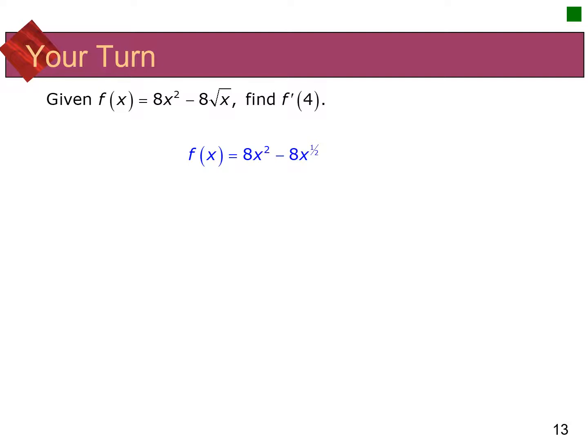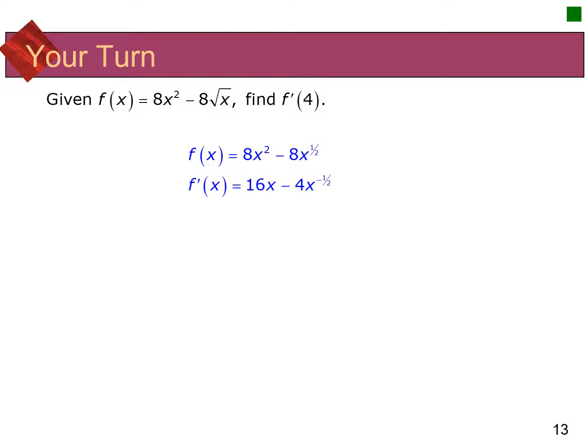So, given that this is the function, when I do f prime of x, I'm going to take the derivative of 8x squared and the derivative of 8x to the 1/2 power, and I'm going to subtract those two derivatives to get the derivative of this function. The derivative of 8x squared is 16x.